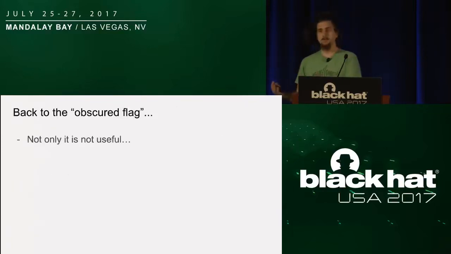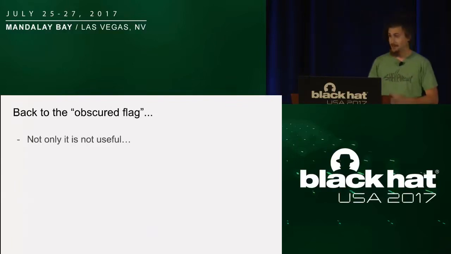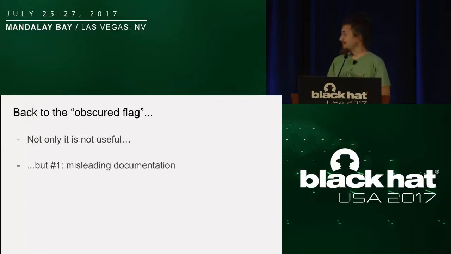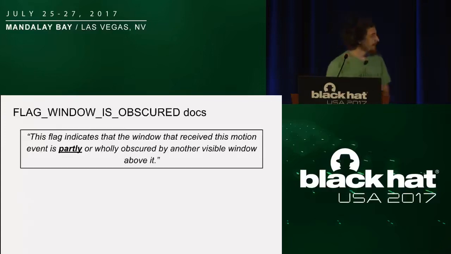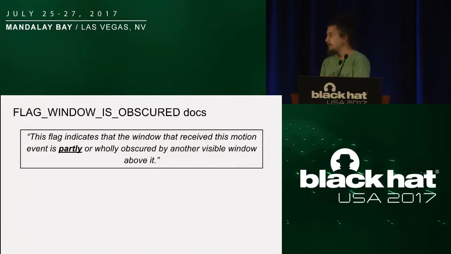Before we go into what we can do with this accessibility service, I want to have a quick discussion about this obscure flag, because not only did we find it's not useful, but we found a couple of interesting things. The first one is that the documentation is slightly misleading. If you check the docs, it says this flag indicates whether there was an overlay that fully or partially covers the window. It seems this is not true, in the sense that if you cover it partially and then you click in a place that was not covered, this flag doesn't seem to be set. And it seems that Google is quite aware of this.